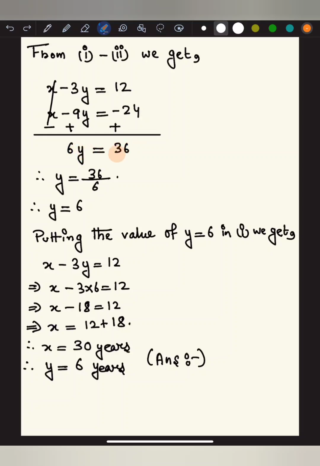Therefore 6y equals 36, therefore y equals 6. Now putting the value of y equals 6 in equation 1, we get x minus 3y equals 12, or x minus 3 into 6, the value of y is 6, so 3 into 6 is 18, which implies x minus 18 equals 12, which implies x equals 12 plus 18, therefore x equals 30 years and y equals 6 years. These two will be our answers, right?